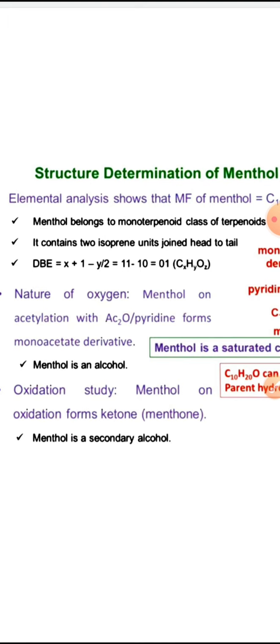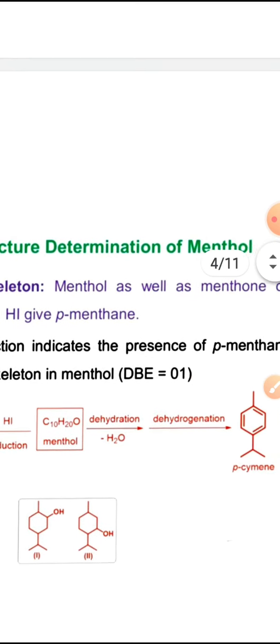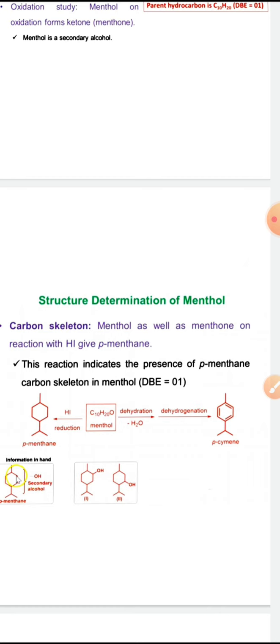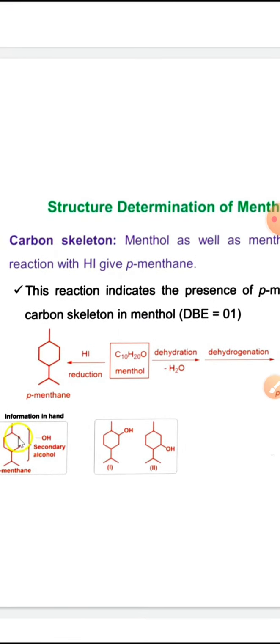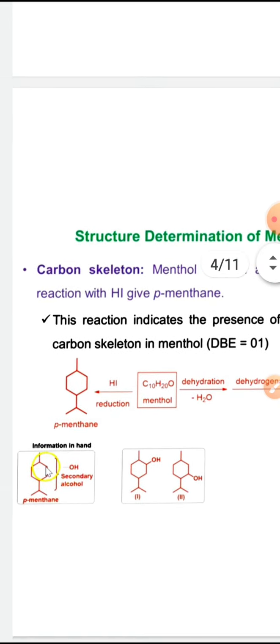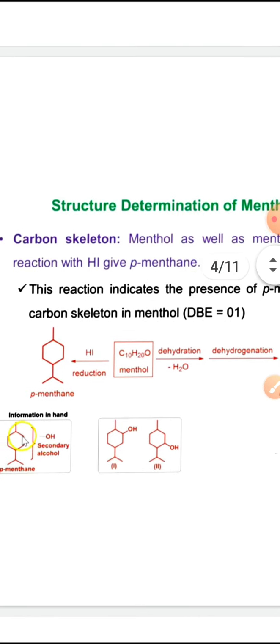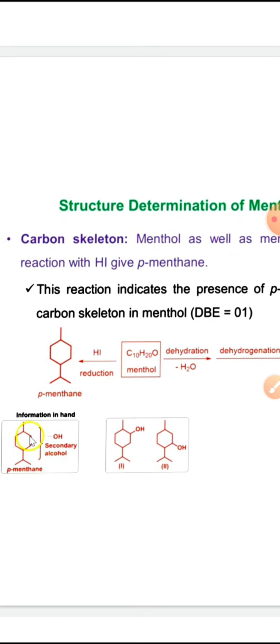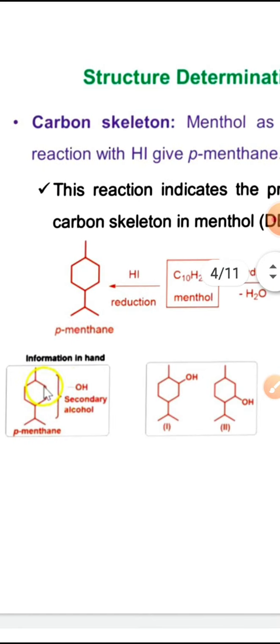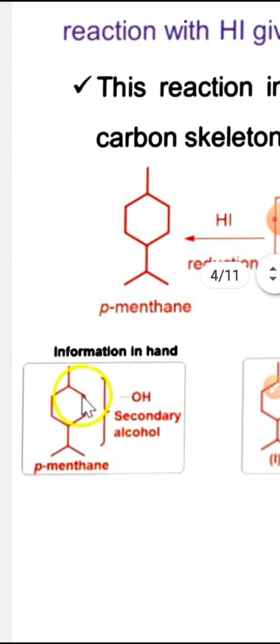Now we determine the carbon skeleton. Menthol as well as menthone on reaction with hydrogen iodide gives menthane, and when menthol reacts with hydrogen iodide, it forms paramenthane, and on dehydration and dehydrogenation it forms paracymene. These both reactions show the presence of the paramenthane carbon skeleton in menthol, that is, double bond equivalent equal to 1. This type of structure, paramenthane, is a cyclic ring with an OH group.